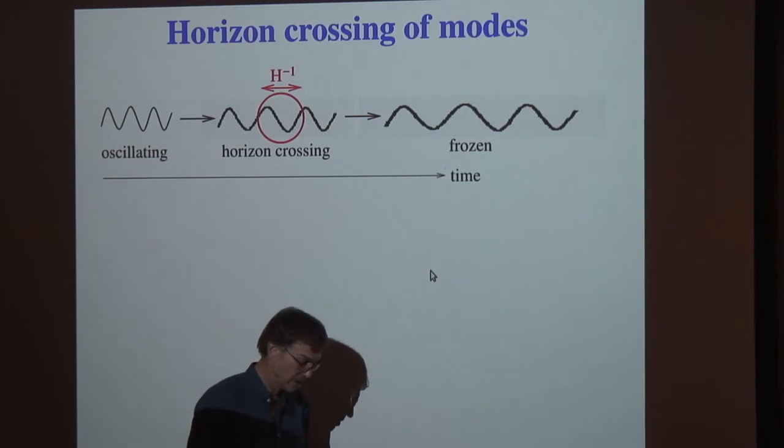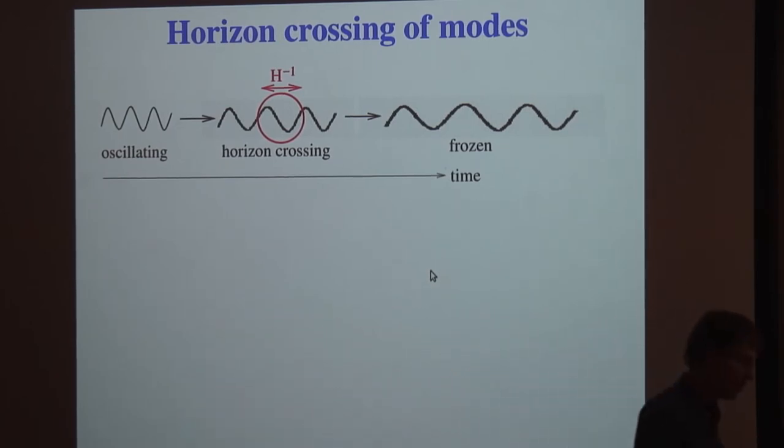And that's actually very useful for evolving these perturbations in time when you're doing cosmology: the fact that in between horizon exit and crossing back into the horizon, those modes are frozen and basically not evolving.